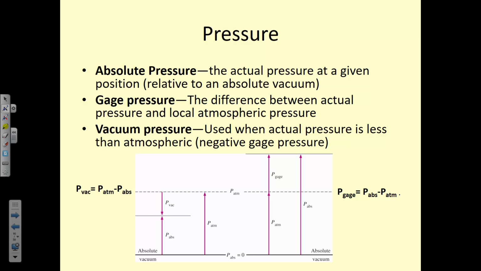Okay, pressure, we can look at it in terms of absolute pressure, which is the actual pressure that you're experiencing at any given moment or of your system. And it's relative to an absolute vacuum or zero pressure. So when we're given information like atmospheric pressure, that's absolute pressure.